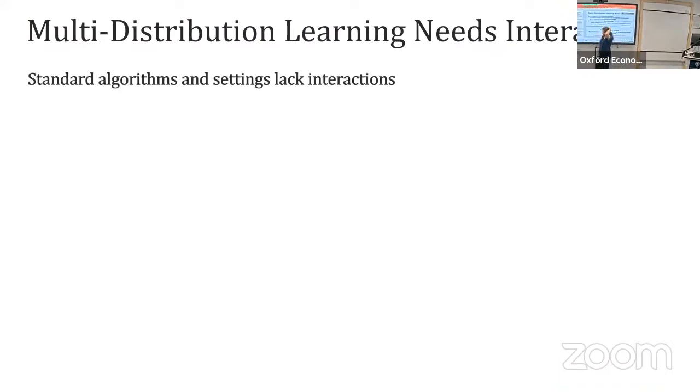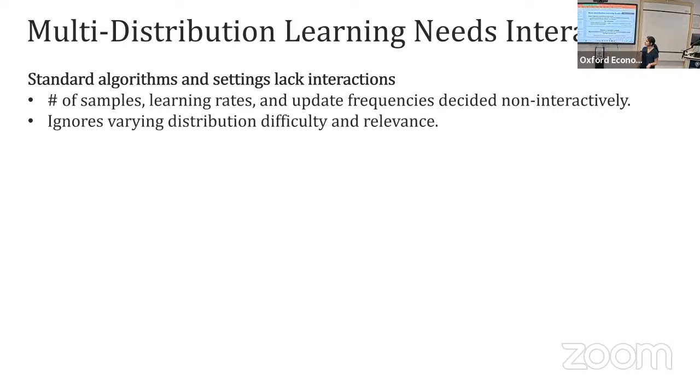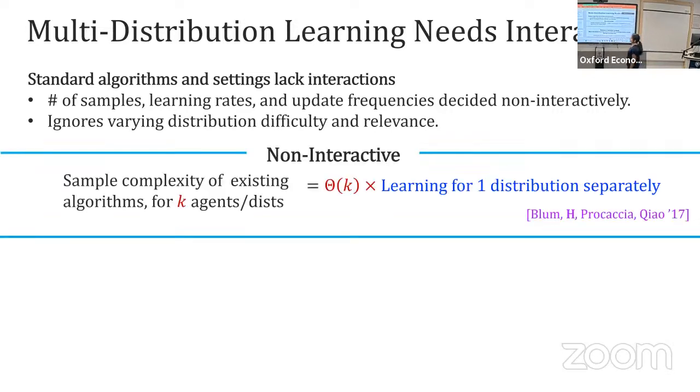One takeaway I want you to have is that average things don't work well, even if you run them longer, because the standard algorithms lack interactions between different subpopulations of people and lack adaptivity. For example, other than very specific low-level details, the number of samples they take, the learning rates they use, and the update frequencies they use are completely ignorant of the fact that there are multiple different types of populations. These are decided non-interactively and non-adaptively, which completely ignores difficulty and relevance.